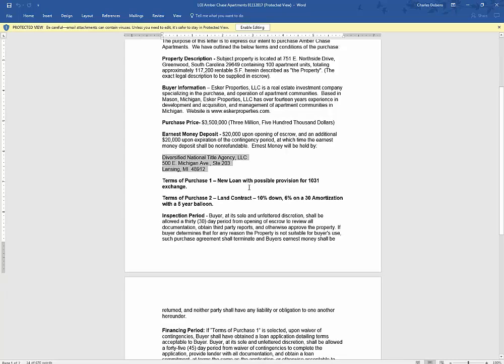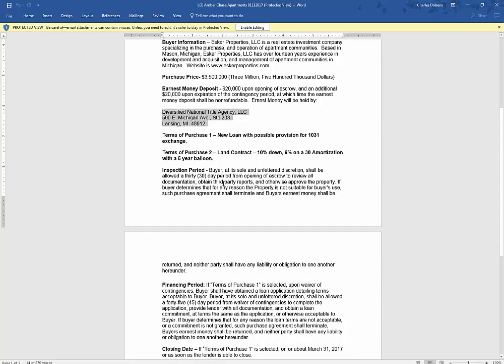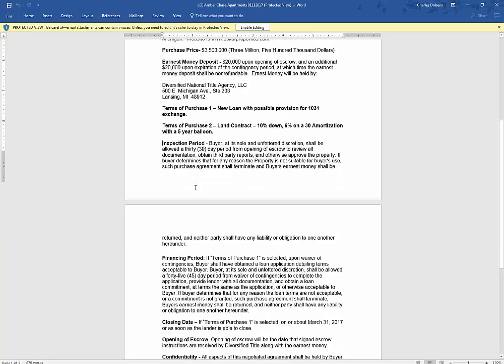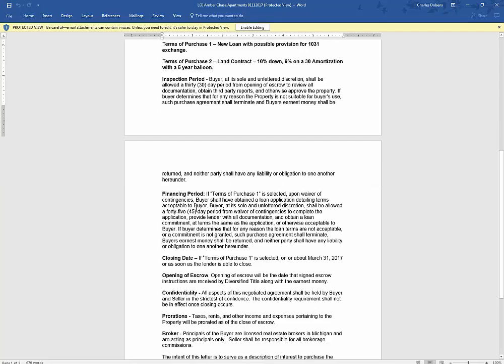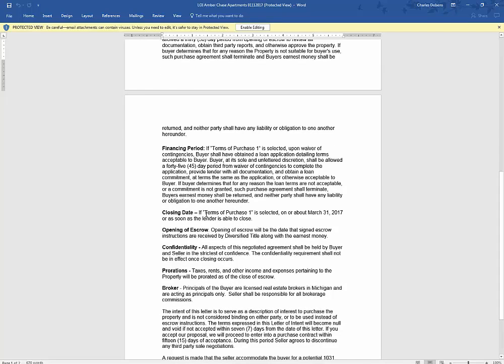New loan with possible provision for 1031 exchange. Terms of land contract, 10% down, 6% on 30 with a 5-year balloon. Okay, that's fine. Inspection period 30 days. Okay, we want to change this definition of an inspection period. That's why you have to use my LOI, because it has built-in protections for you here. Financing period, you got 45 days. Okay, 41 buyer return. Okay, yeah. See lowercase b. So we're going to clean up this LOI a little bit.